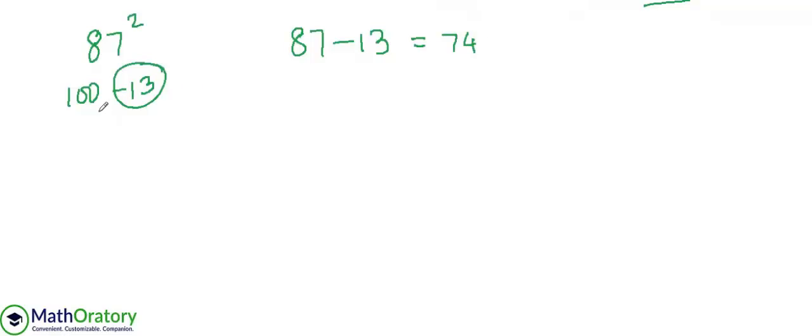So 87 minus 13 is 74. And in this case we have to just multiply by 100, which is nothing but adding two zeros behind it. And now minus 13 square or plus 13 square doesn't make any difference. It is always going to be plus, right? So what we have is 7569. So that is the idea of squaring a number, the fastest way of squaring a number, provided you remember squares from 1 to 25.